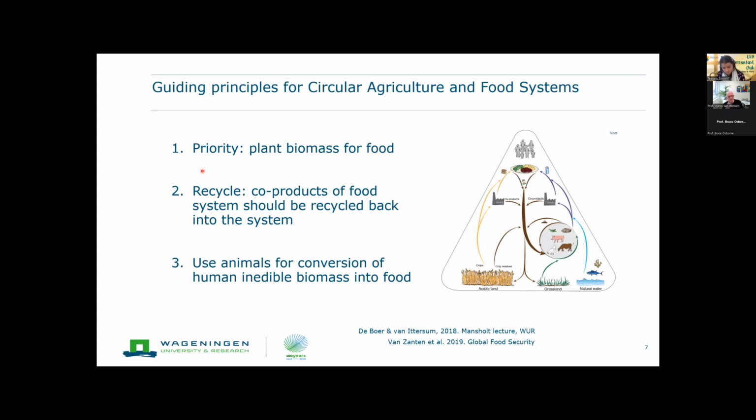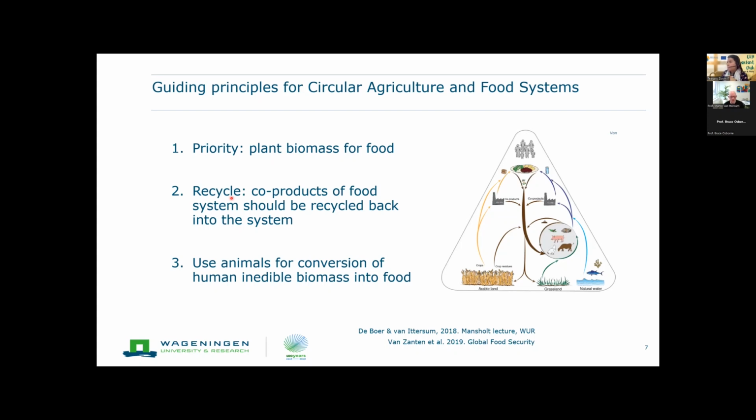The second principle is, of course, first of all, we should avoid waste and losses. That's, let's say, the avoid principle. But some losses and some waste cannot be avoided. And in that case, we have to reuse these products. We have to recycle these byproducts or co-products in a sensible manner with the right prioritization. And I'll come back to that later.